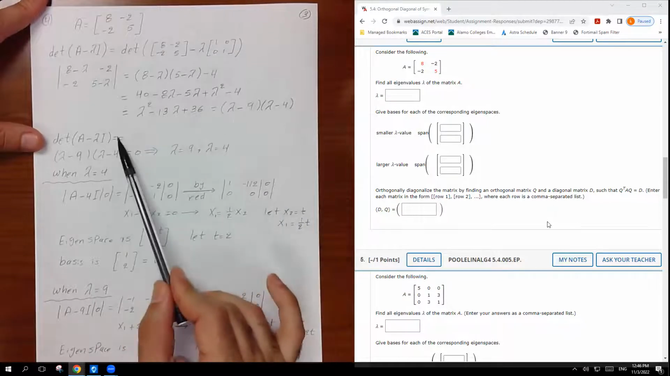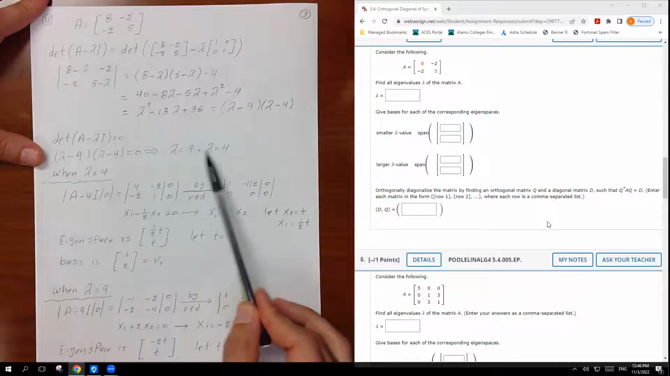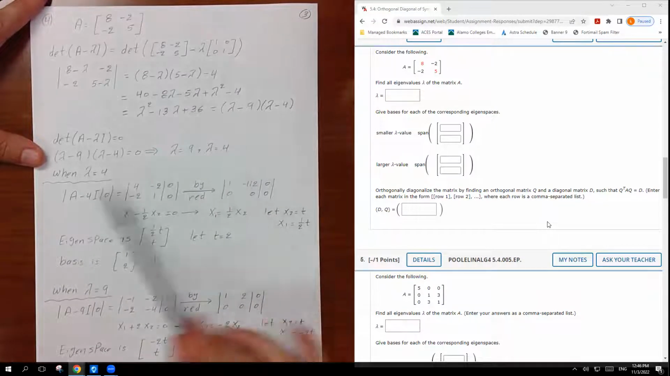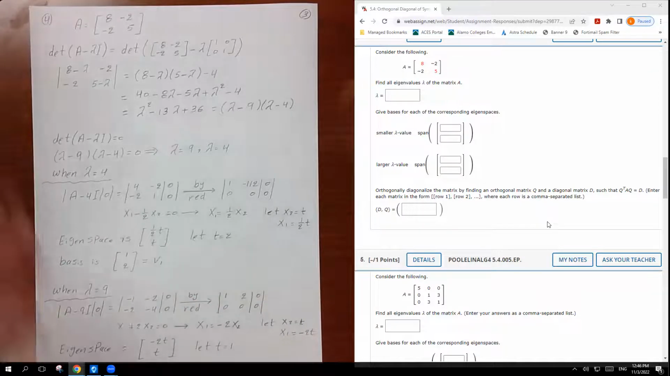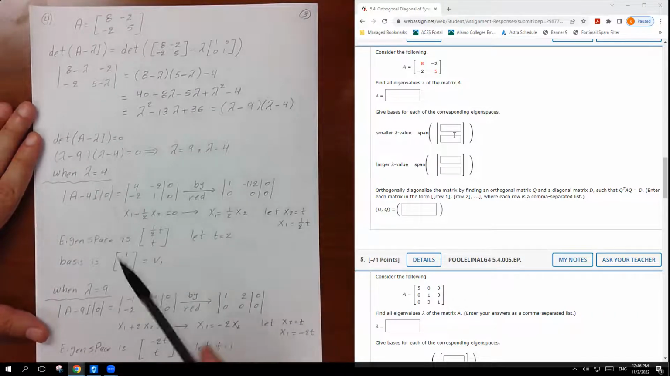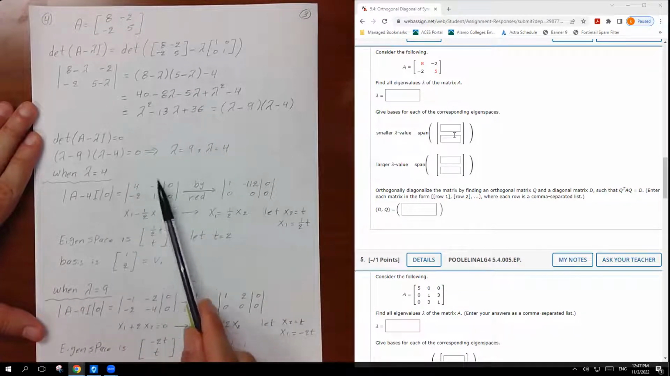The determinant equals 0. That means these two parentheses equal 0, so lambda equals 9 and lambda equals 4. I did the first lambda, lambda equals 4, because they asked me here to write down the smallest lambda value. What is going to be the basis or the span for this one?